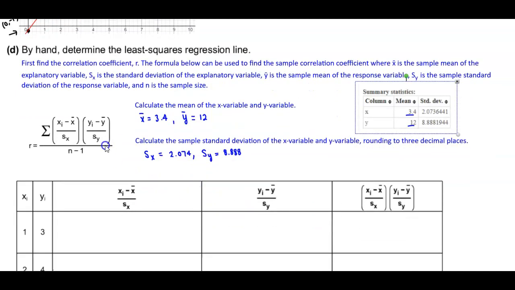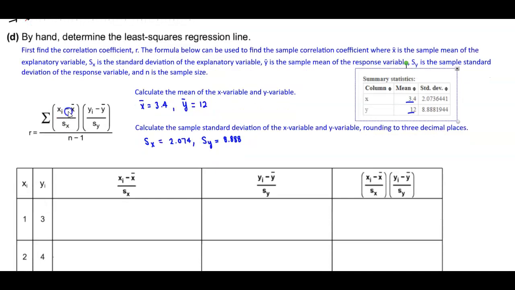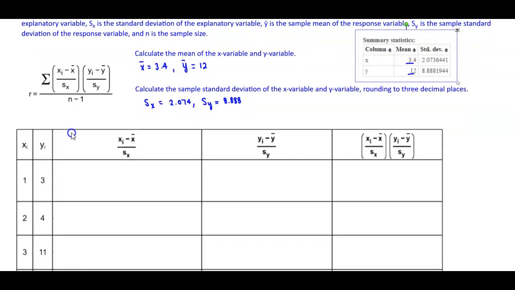Okay, so why do we need this information? Well, we need it in order to figure out this formula. We need to take the value of x and then subtract the sample mean, which is 3.4, and divide it by the sample standard deviation. So we're going to create a table here.